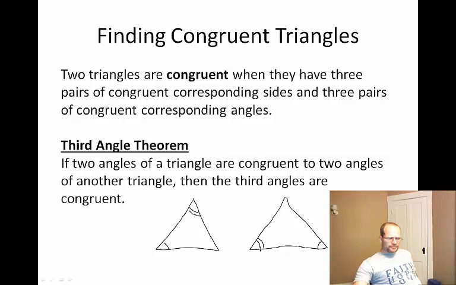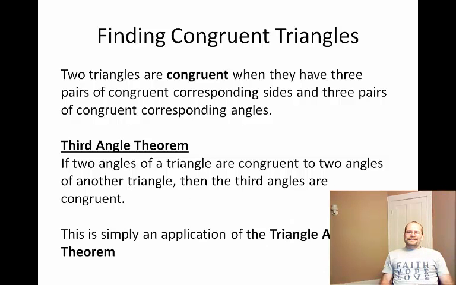This is nothing more than a straightforward application of the triangle angle sum theorem. Already, we've gone from 6 pieces of information that are needed to determine that triangles are congruent to 5. When I say 5, what am I talking about? I'm saying now we only need 2 angles. 3 sides and 2 angles. That's enough information, because if we've got 3 sides and 2 angles, that actually gives us the third angle, and that's all 6 pieces of information.